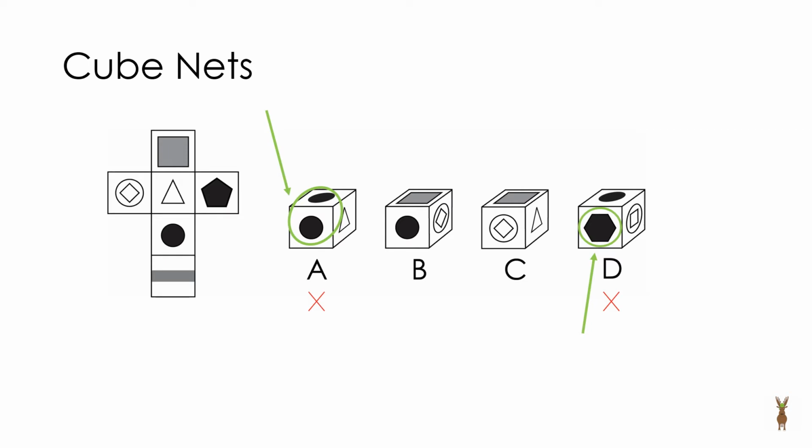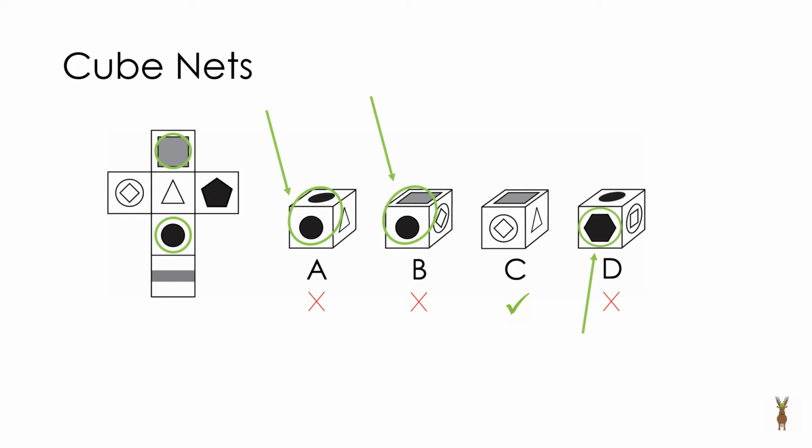Thirdly, faces that are 2 apart on the net cannot be next to each other on the cube. In option B, we see that the black circle and the grey square are next to each other, but they are 2 faces apart on the net. So option B can be ruled out. Therefore, option C is the correct answer.